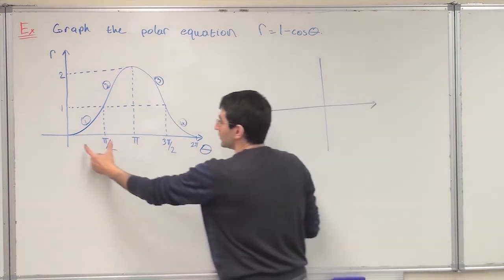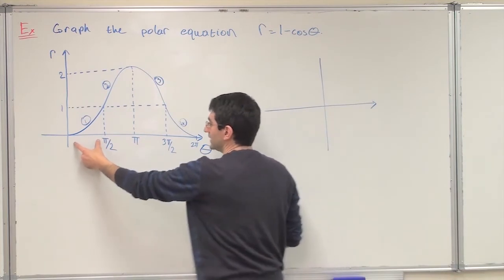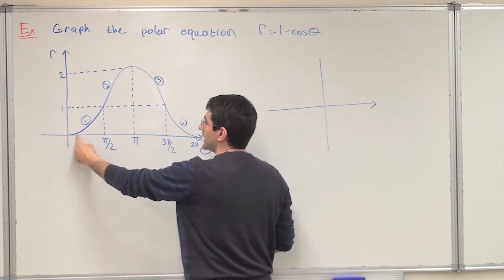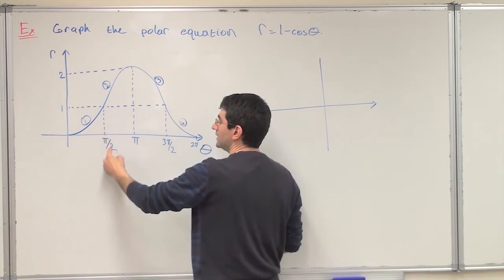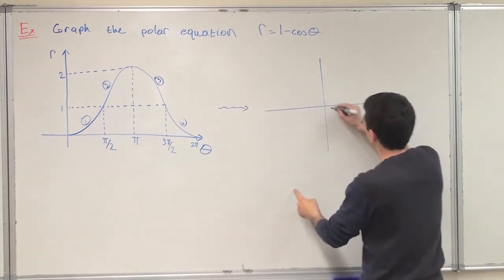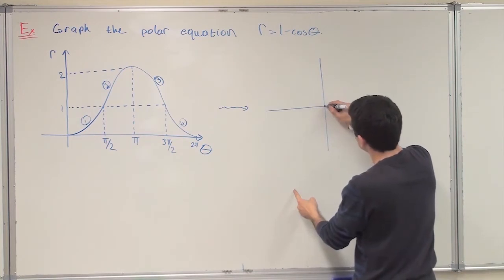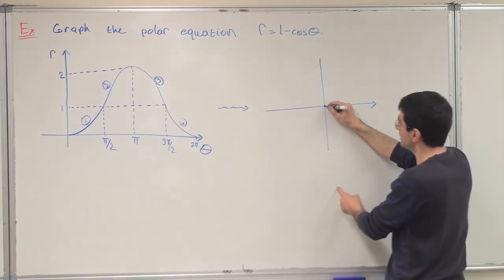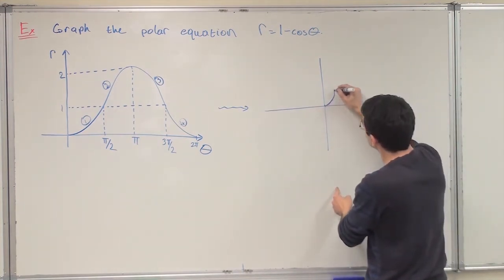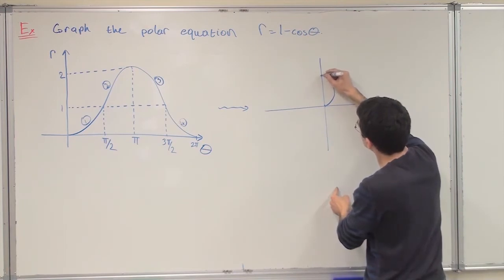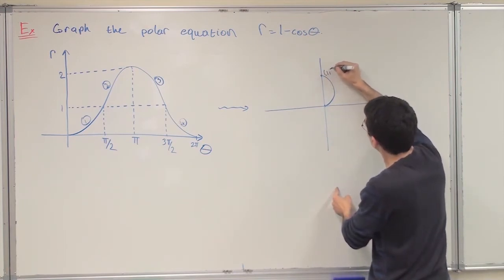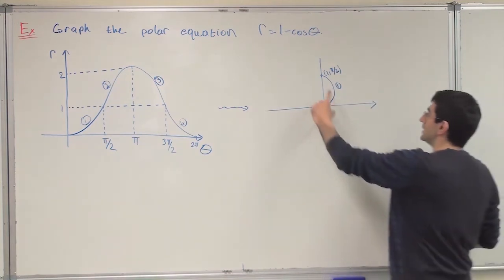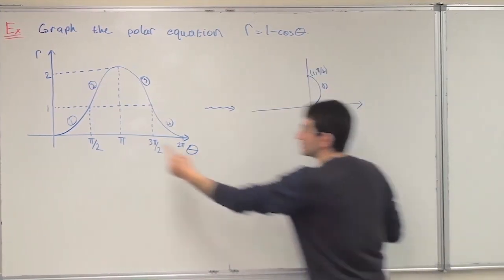Now, for the first region, we observe that the r's start at 0 and increase to 1. At pi over 2, they become 1. So we start at the origin, because this is the place where r's are 0. And then we increase to r equals 1, and r's become 1 at pi over 2. So this piece corresponds to the region 1.